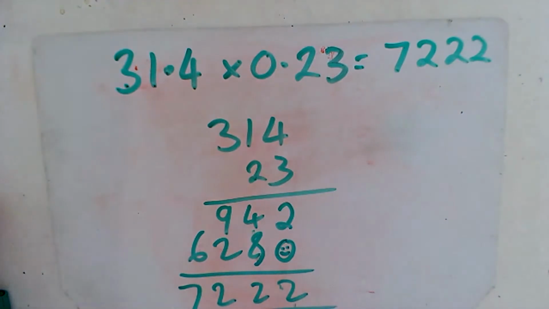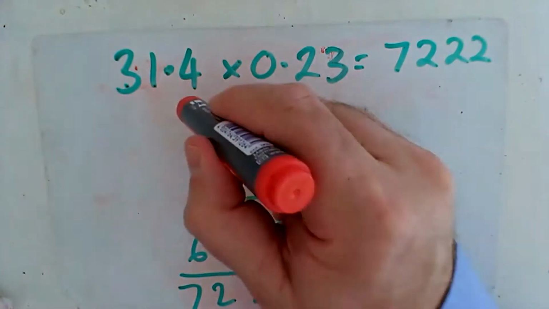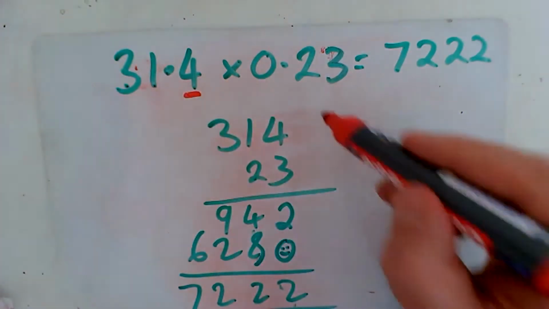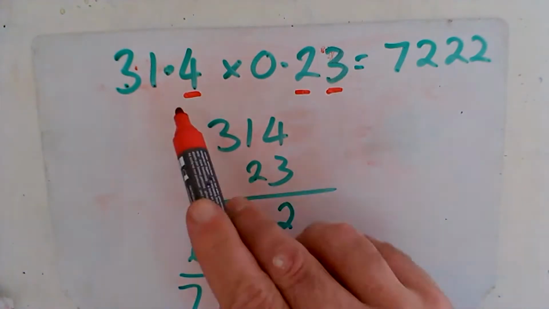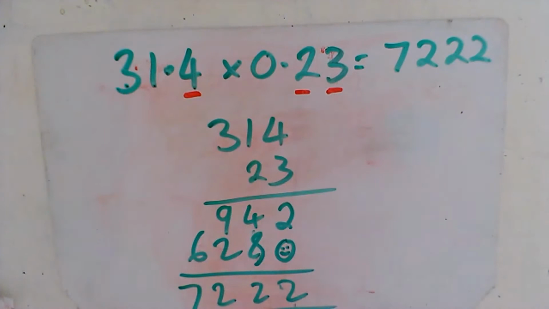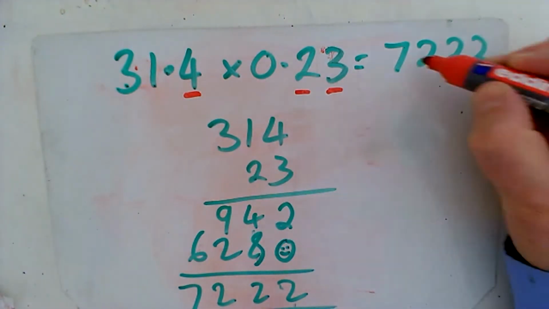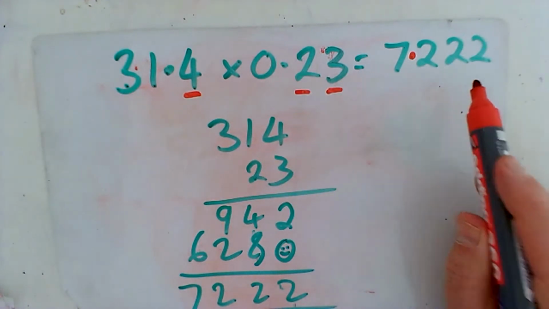But remember what we learned earlier on, and this is where we're putting it all together. Where do we put the decimal point? Looking at the question, there's one number after the decimal point in one part, and 2 in the other part. So in total, there's 1, 2, 3 numbers after the decimal point. Therefore, I need 3 numbers after the decimal point here. So the answer is 7.222.